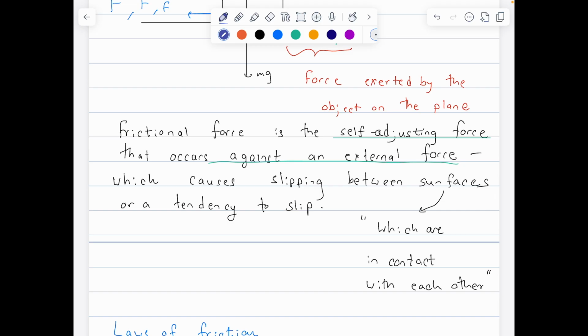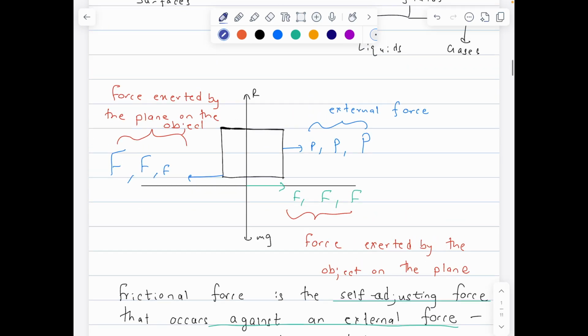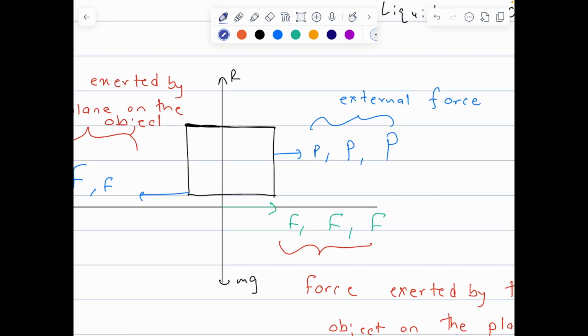Alright, so what's the meaning of a tendency to slip and slipping? Well, when you initially apply an external force, if the external force that you apply is less than the maximum possible value of static friction, right? Static friction is when there's no relative motion between the two surfaces. Think of an occasion where the object is not moving as of yet, but you are applying an external force and the object isn't moving as of yet.